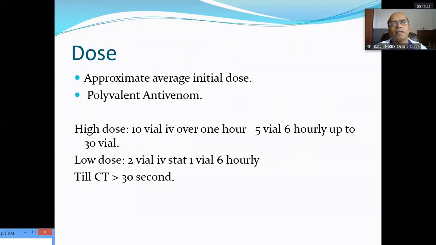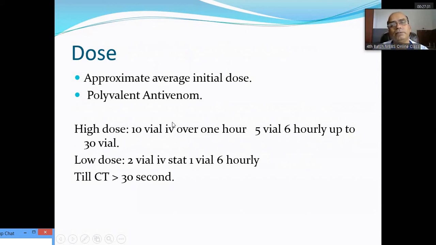The dose, there are different thoughts: low dose regime and high dose regime. Low dose regime means if the patient is not developing a severe toxicity, the low dose regime has been recommended. But if the patients have severe neurotoxic features and the patient is having a respiratory paralysis, we don't like to wait with the low dose regime. Typically, they recommend 10 vials IV over 1 hour and 5 vials IV 6 hourly, or up to 30 vials.